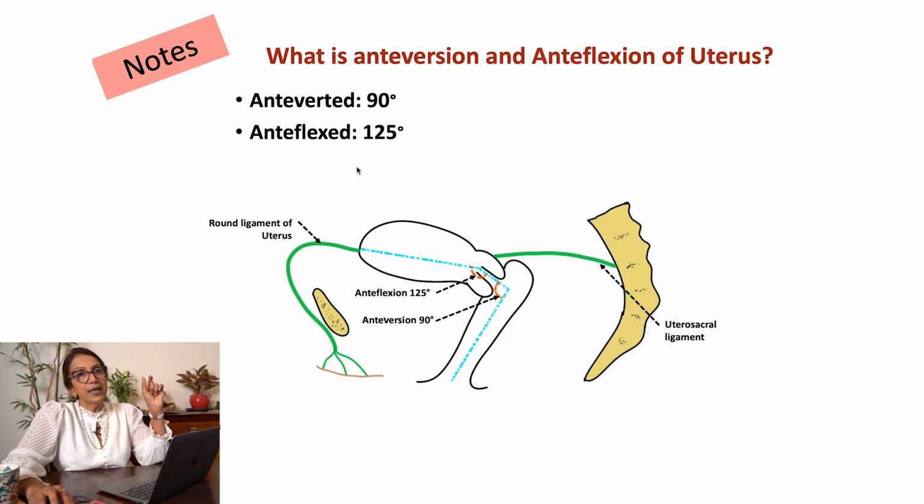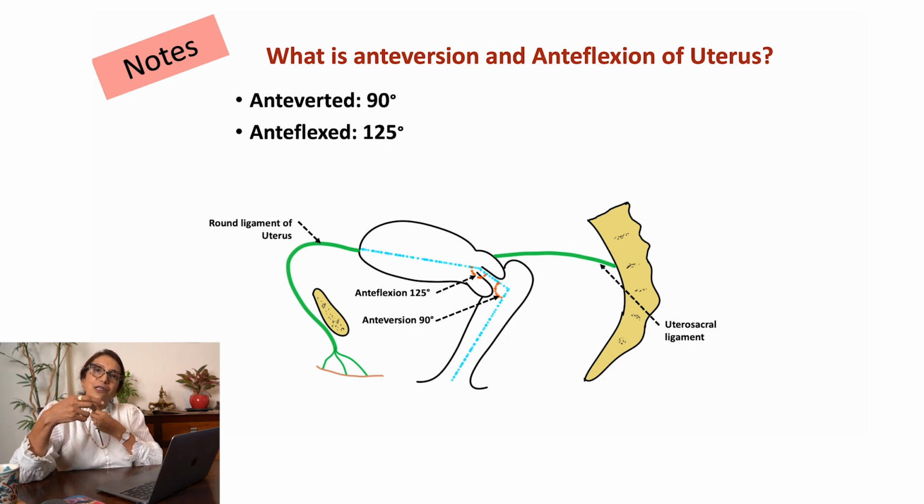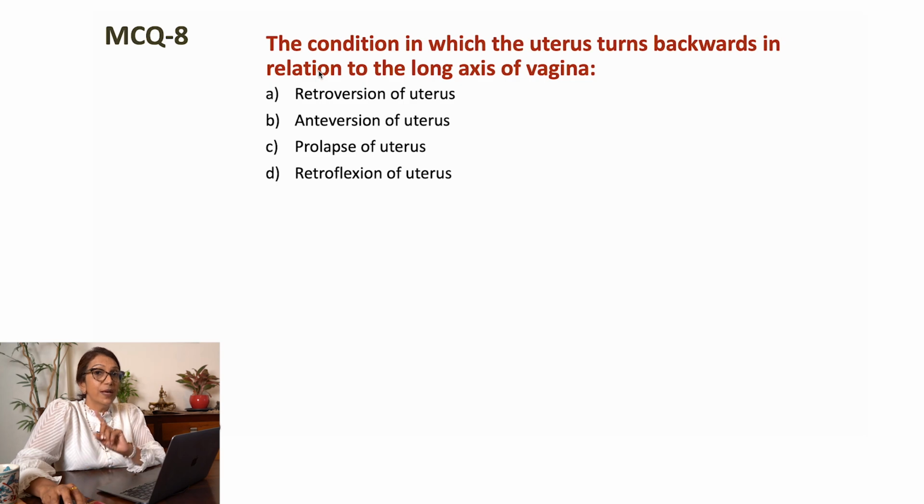See, this is the portion that comes under notes, and whenever you're studying, come back to the notes, quickly brush through and then solve your MCQs. You will find yourself solving them more confidently and more correctly. Right. We come back to the same MCQ. The condition in which the uterus turns backwards in relation to the long axis of the vagina. Remember, V for vagina, V for version. Anteversion is the uterus falling forwards. Retroversion is the uterus falling backwards in relation to the vagina. Therefore, now we know A has to be the answer.